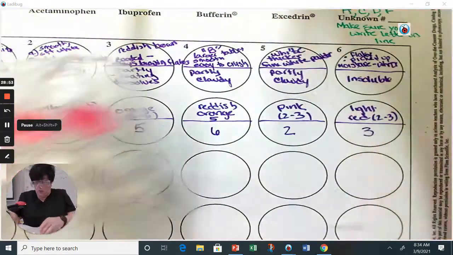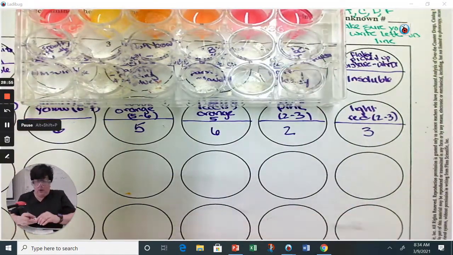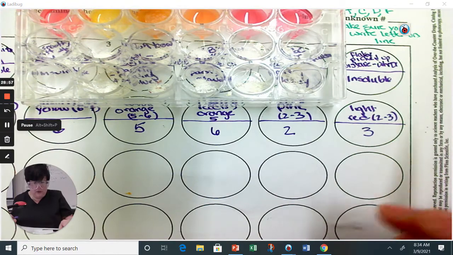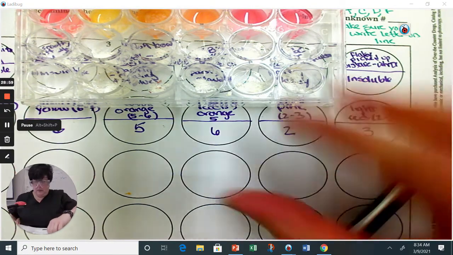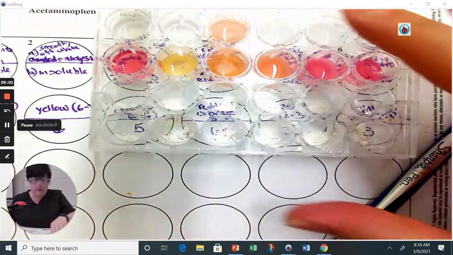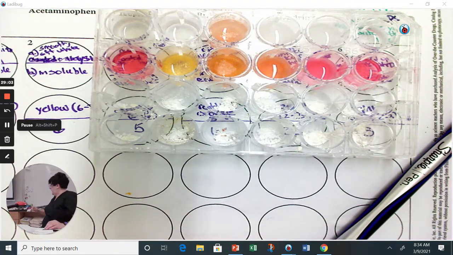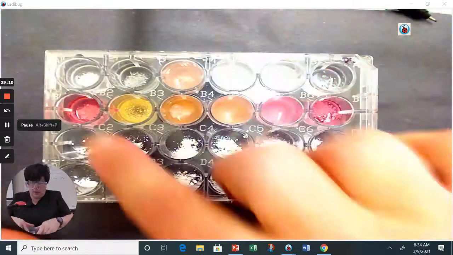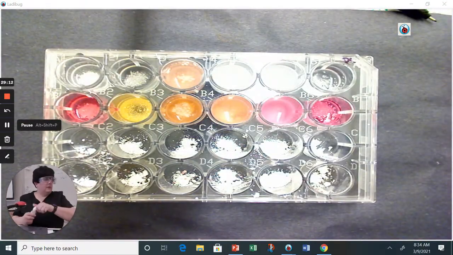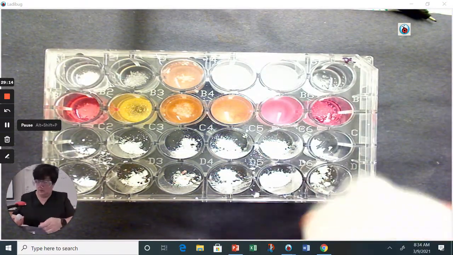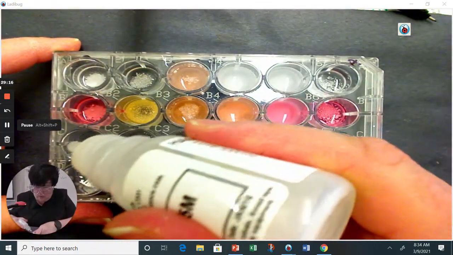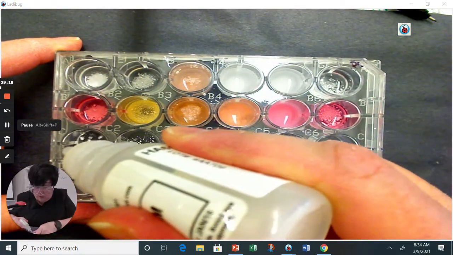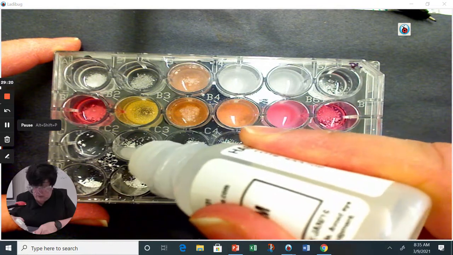Okay, we have one more. Well, we have 2 more. Sorry, you have to react it with HCl. So we're going to take each one of these and add some drops of hydrochloric acid to see if there's a reaction. And then also you look to see if it dissolves any more than up above. And again, I will do the other unknowns in a second.